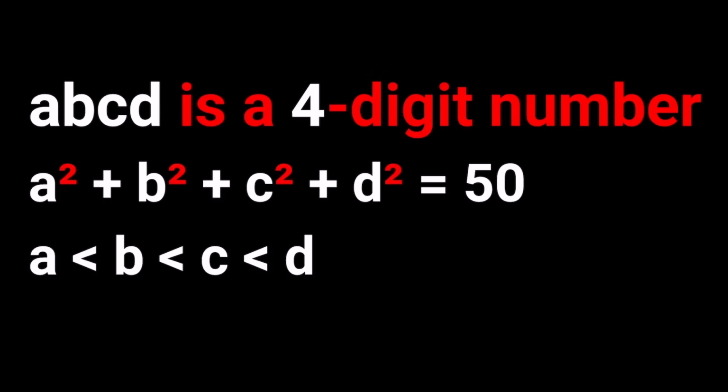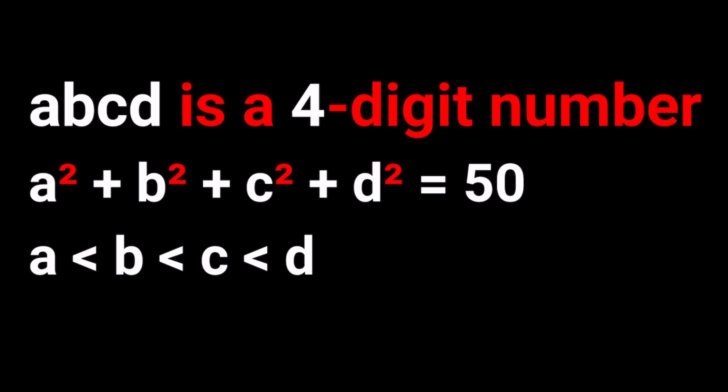Hello everyone. In this video, we're going to be solving a number theory problem. ABCD is a 4-digit number, and a squared plus b squared plus c squared plus d squared, the sum of the squares of the digits, is 50, and the digits increase as we go to the right. In other words, D is the largest, A is the smallest.